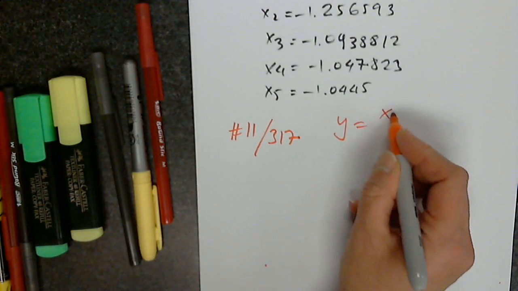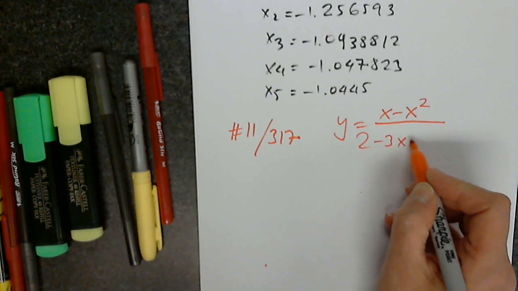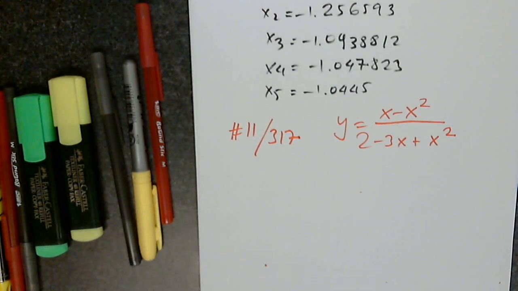y equals x minus x squared divided by 2 minus 3x plus x squared. Do you want to work on this for a minute, or you want us to go ahead? Yeah, let's just do it. So we're going to find the domain first.